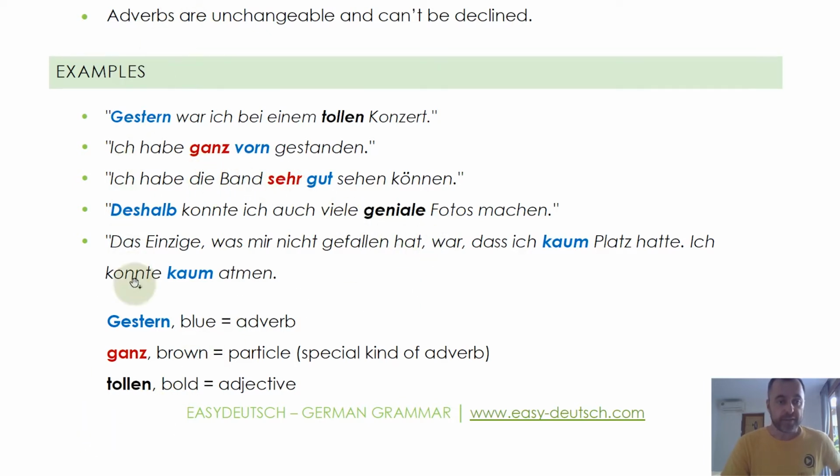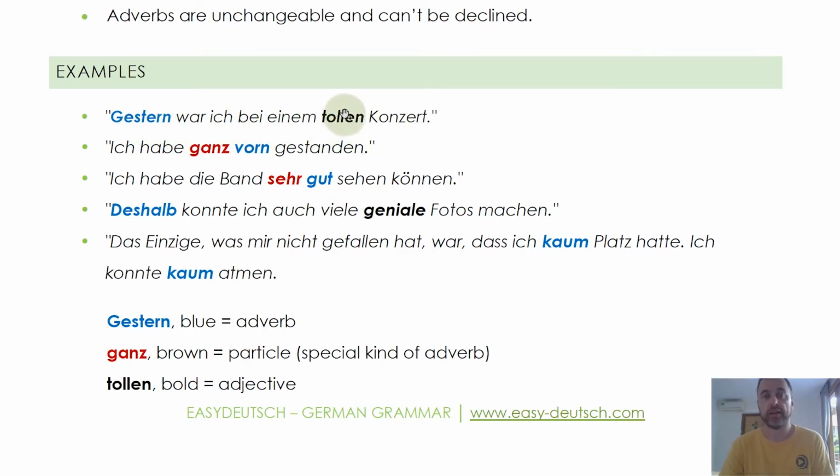I marked this here in 3 different colors. If it's blue and bold, it's an adverb. Let's look at the first one here, gestern, yesterday. Here we are just referring to the overall situation. When did this happen? Yesterday. We are not referring to a noun. That's the key here. The only noun in here is concert. So this is an adverb. We do not change gestern, yesterday.